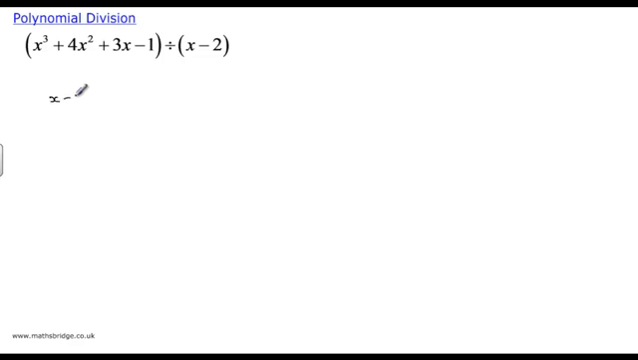So here we'll try to do a polynomial division. We'll divide x cubed plus 4x squared plus 3x minus 1 by x minus 2. I'll set it out as a long division in a manner in which you should be familiar with from your GCSE work.